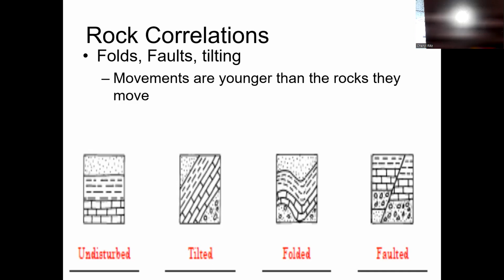And can you do your best to show those 4 pictures there? How would I draw them? Let me see. Take undisturbed. I just have flat layers. Label it undisturbed. For the tilted, I would just take my layers and have them diagonal to each other. Folded.